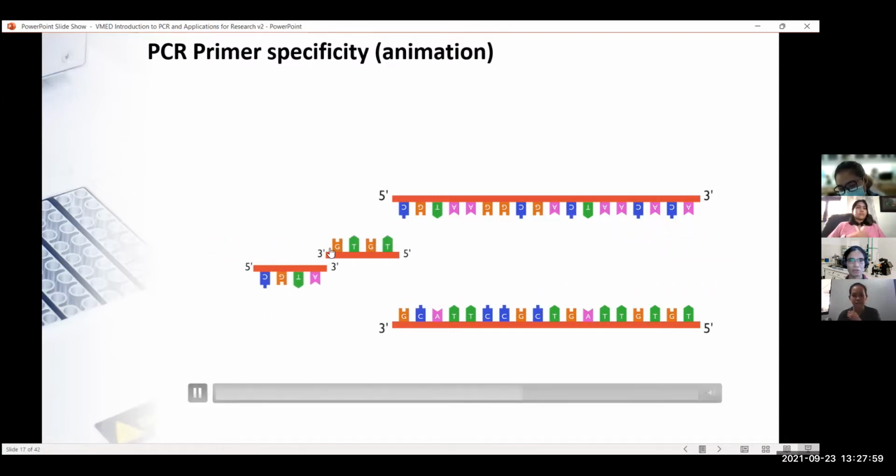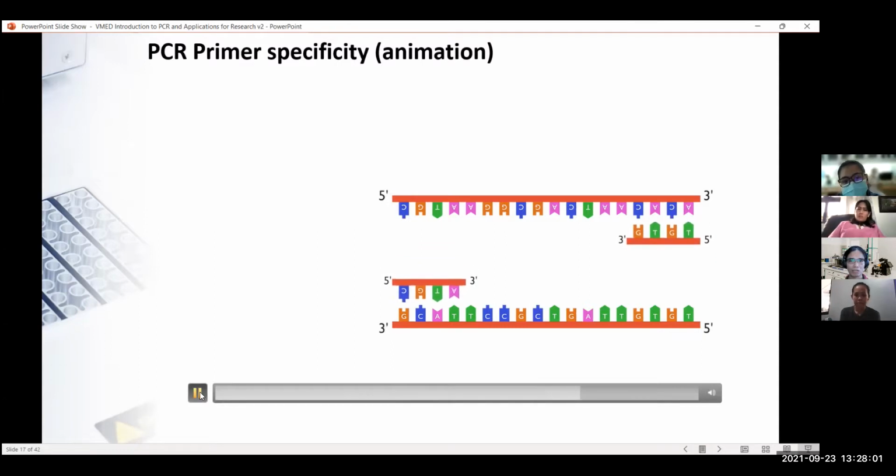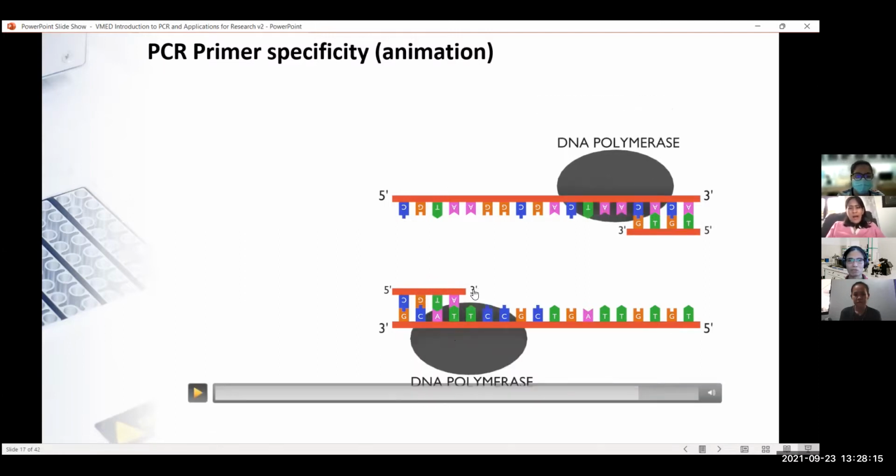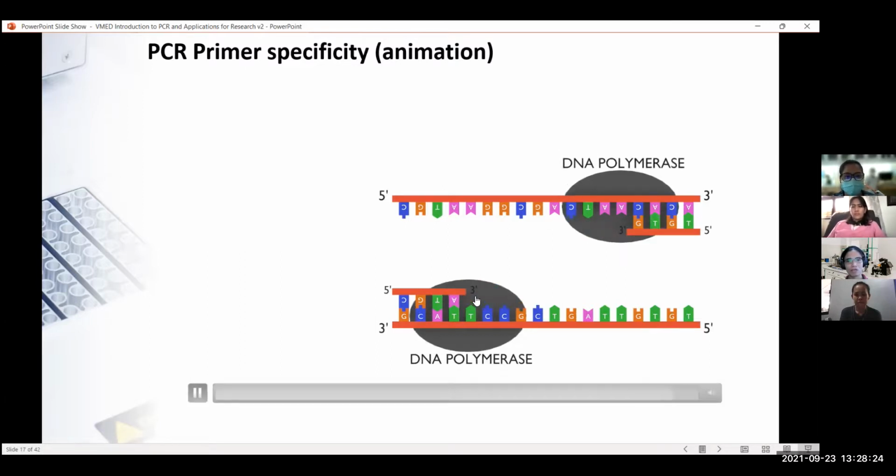However, if we try to add a correct primer, a complementary primer, then the two will bind. So this will bind to the 5' to 3' strand, and this will bind to the 3' to 5' strand. Then afterwards, DNA polymerase will be detecting this 3' overhang. Once the polymerase senses the 3' overhang, it will proceed to polymerization. So that's how the primers work. They're very specific.